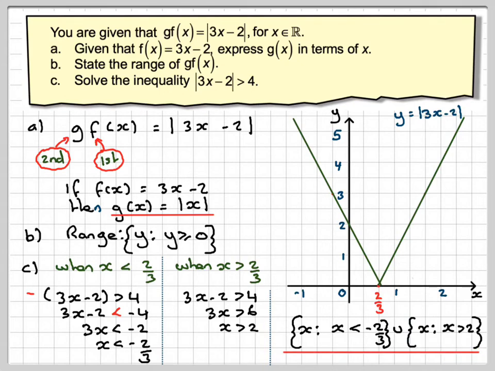Now, if we were to look at this with the graph, there is the line y is equal to 4. Here the absolute value function is greater than 4, so that gives the value minus 2/3, and over here it's greater than 4, which gives the other value, which is 2. You are expected to show detailed reasoning, so it would be expected to show the algebraic solution, not a graphical one.